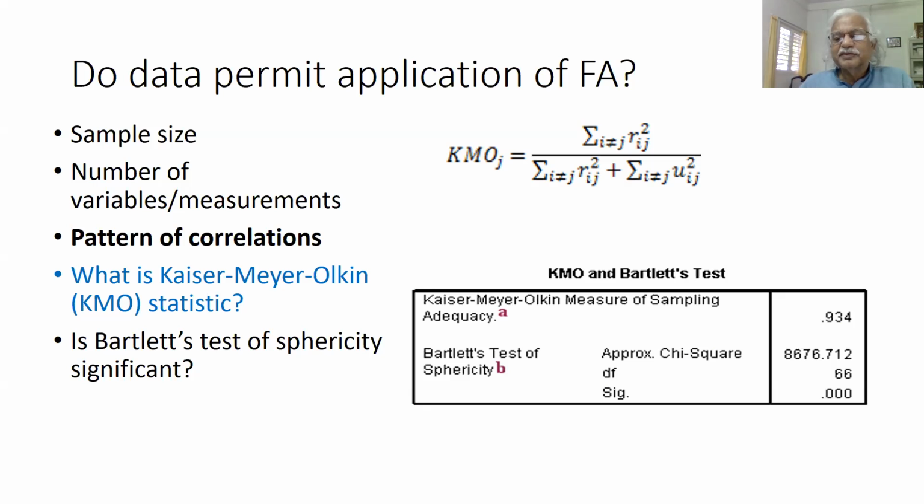So this Bartlett's test of sphericity is basically to compare the actual correlation matrix with the identity matrix with the help of chi-square. If the chi-square value is significant, as in this case, 0.000, p-value is 0.000, so it is significant. It means that the difference between actual correlation matrix and the identity matrix is statistically significant.